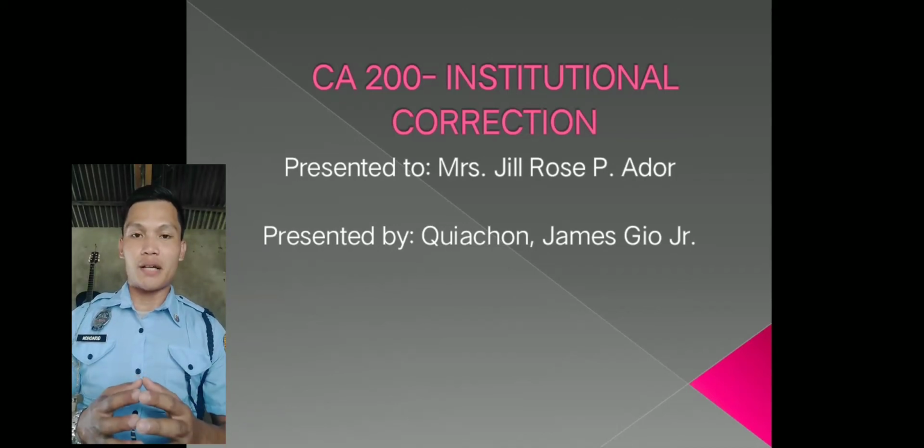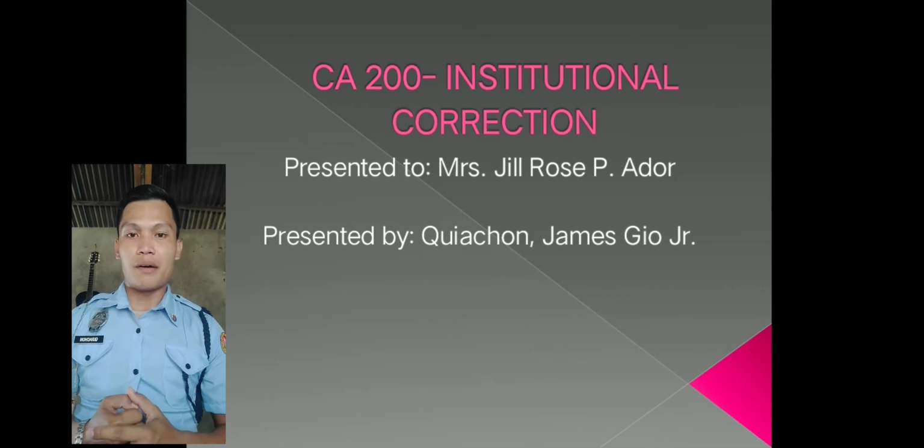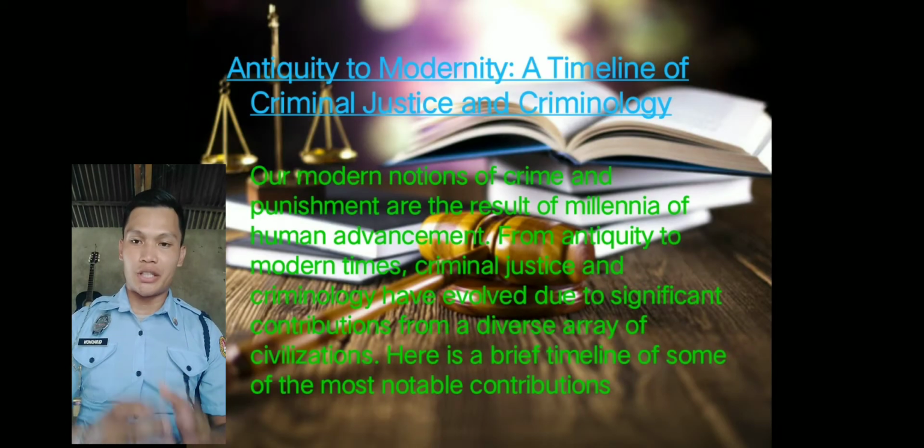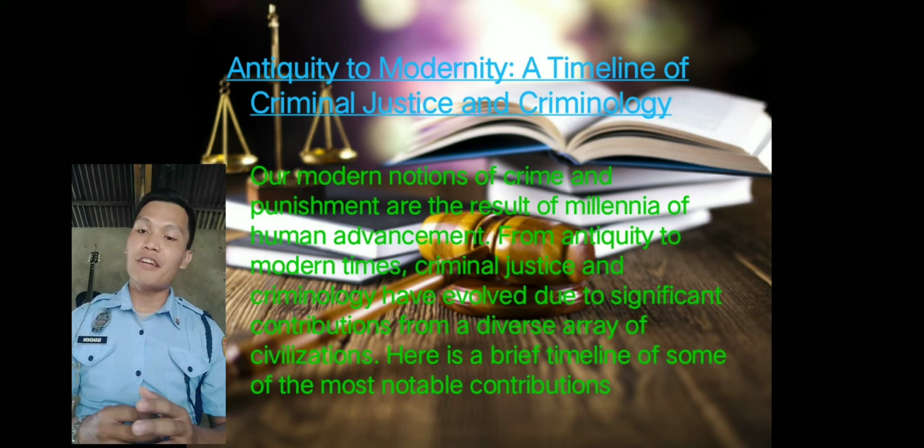Today I am going to tackle the five topics about the CA 200 institutional correction. So the first topic that I'm going to tackle is about antiquity to modernity, a timeline of criminal justice and criminology.